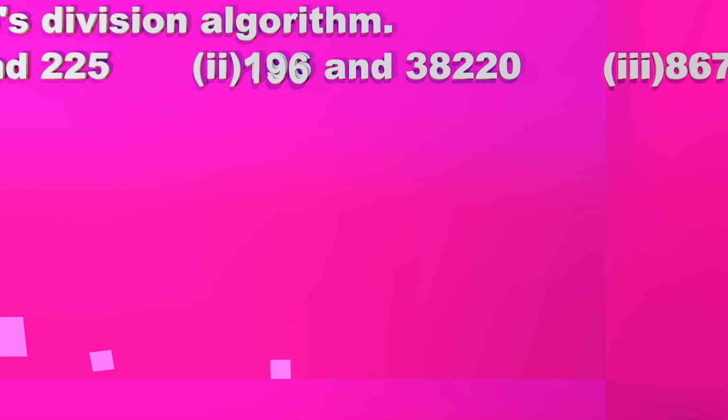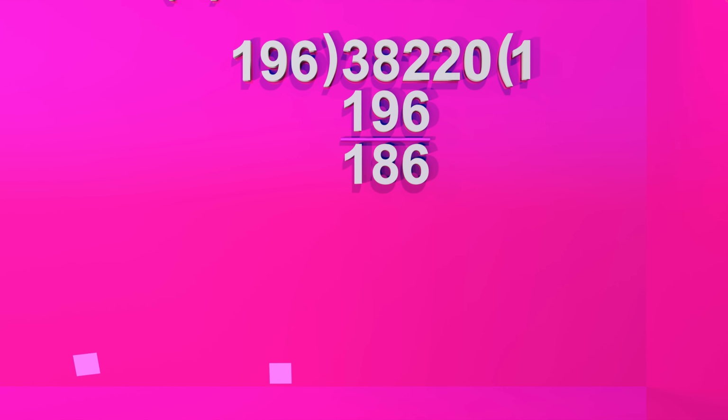Let's see next question. 38220 will be divided by 196. Since 196 contains 3 digits, that's why we will take only 3 digits from 38220 to divide it. If we divide 382 by 196 in 2 times, we will get 392, which is greater than 382. So we cannot divide it in 2 times. So we will divide it only one time by 196. So we will subtract 196 from the given number and we will get 186.